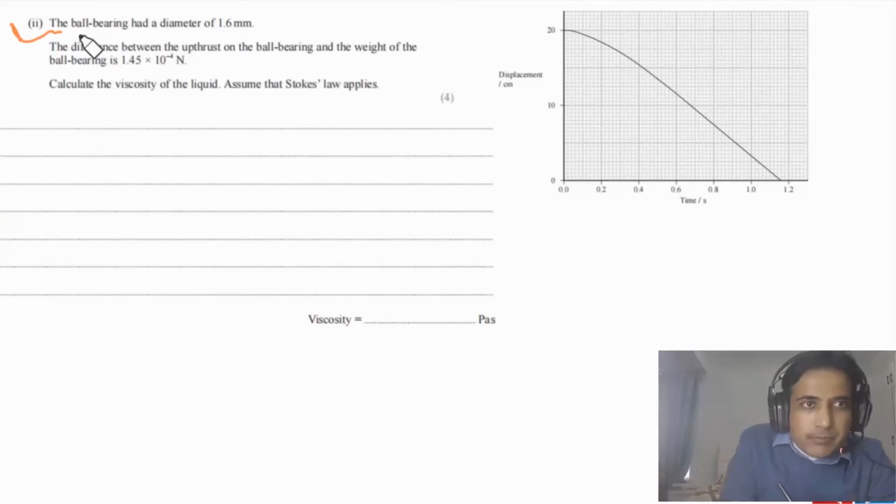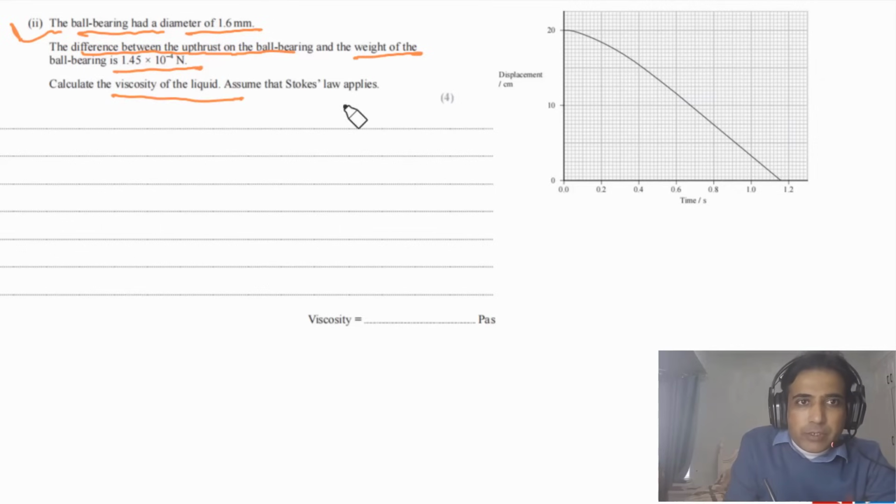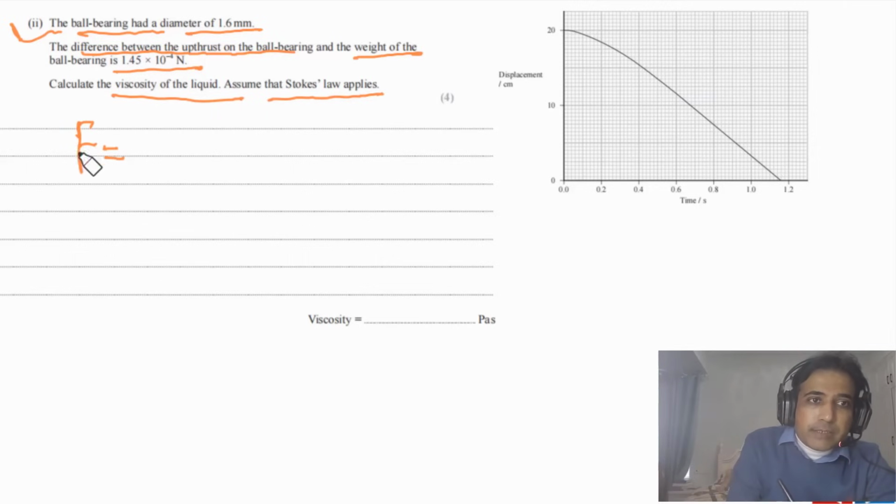The second part says the ball bearing had a diameter of 1.6 mm. The difference between the upthrust on the ball bearing and the weight of the ball bearing is equal to this. Calculate the viscosity of the liquid. Assume that Stokes' law applies. So we need to apply Stokes' law for this question. Simply, we can write down Stokes' law, which tells us that drag force is equal to 6 pi eta R V.